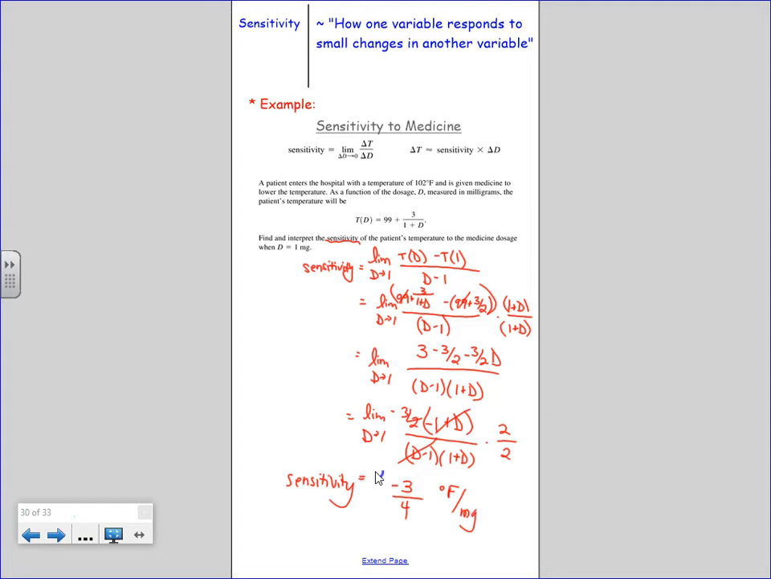Now, homework really isn't bad, guys, it's mostly tangent lines. I think I have one or two sensitivity questions, just because I thought it was interesting. But besides that, have homework 2-4 ready for tomorrow.